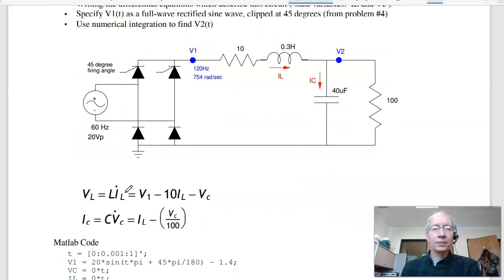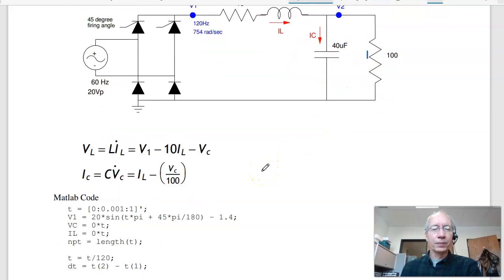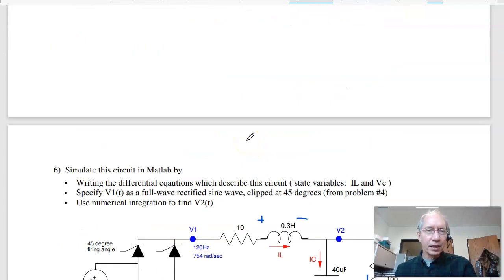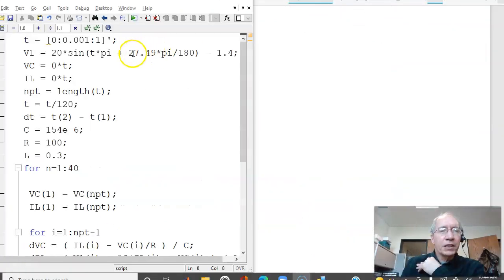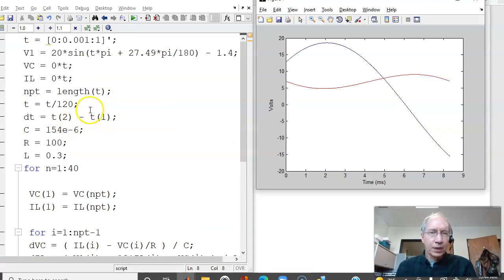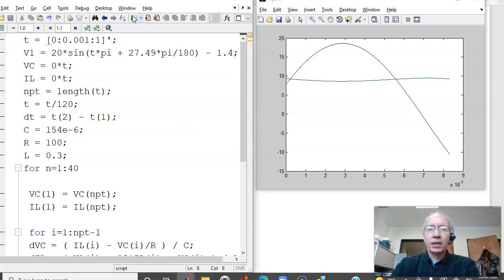To check that, take this circuit, write the differential equations. The inductor, V is L di/dt. This voltage is V1 minus IL times 10 minus V2. This current is IL minus this current, minus V2 over 100. So when I go out and simulate that, I change the firing angle to 27.49 degrees, the capacitor to 154 microfarads, and let her run. It goes 40 iterations, and hopefully I'm at steady state. There's my answer.